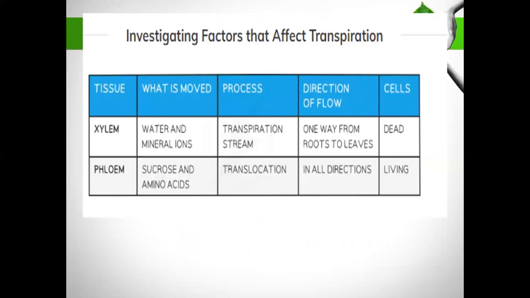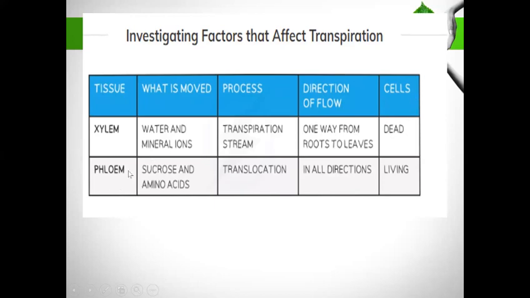Now see, investigating factors that affect transpiration. For example, the xylem vessel. What is moved by the xylem vessel? Water and minerals are moved by the xylem vessel. What is the process by which it is moved? Transpiration stream. This is called the transpiration stream. The direction of flow is one way, from roots to leaves, meaning the water is moving from bottom to top. And which type of cells are xylem? Xylem are dead cells.